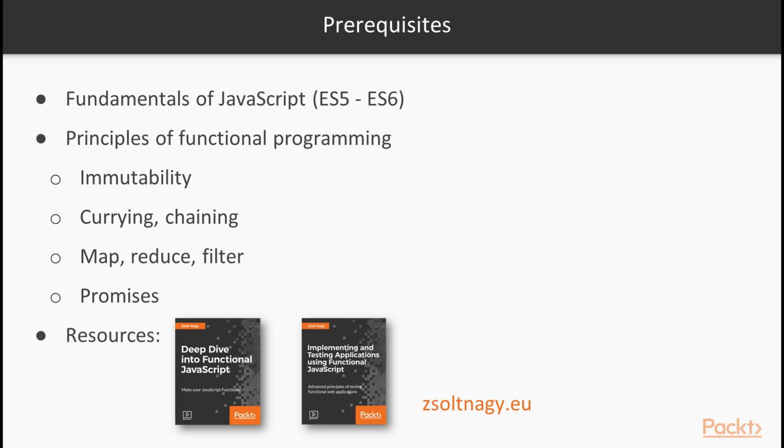I also added some principles of functional programming as a requirement to take this course, with specific emphasis on immutability, higher order functions such as map, reduce and filter, currying and chaining. You will understand most of this course without knowing these topics and fill in the details yourself. However, I advise you to first watch Deep Dive into Functional JavaScript, where I cover all these basic concepts and more in depth. When it comes to promises, either check out Implementing and Testing Applications using Functional JavaScript or head over to zsoltnagy.eu for more information.